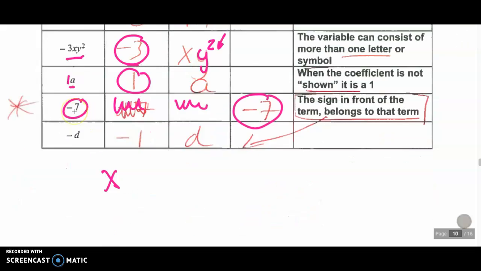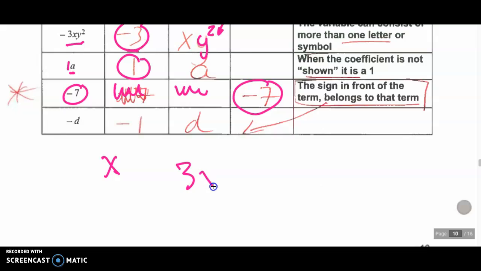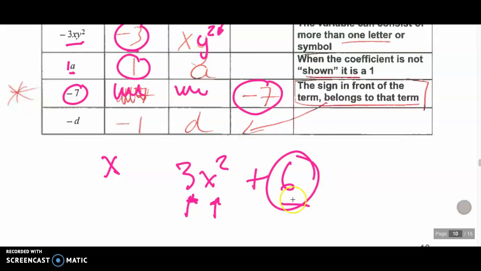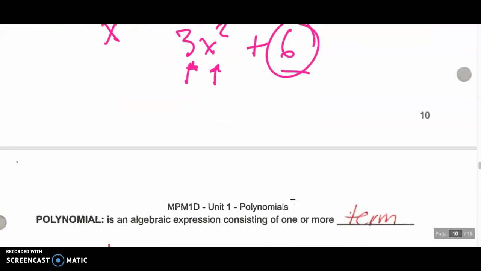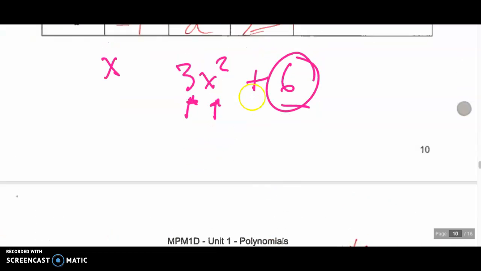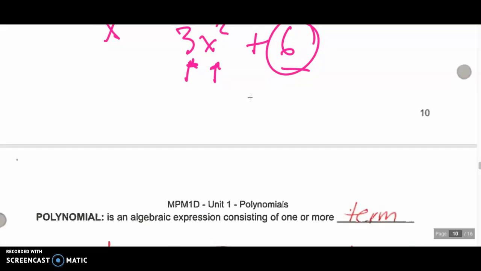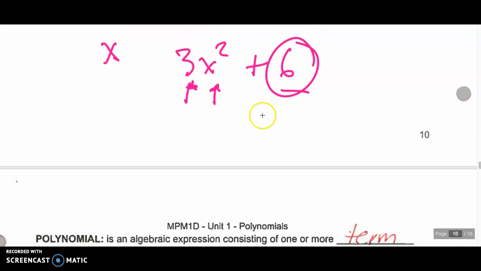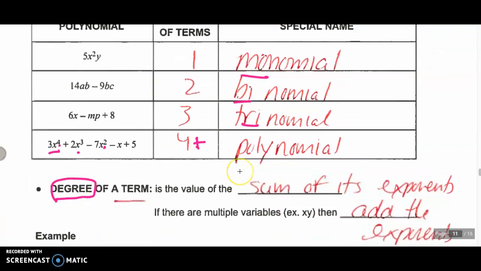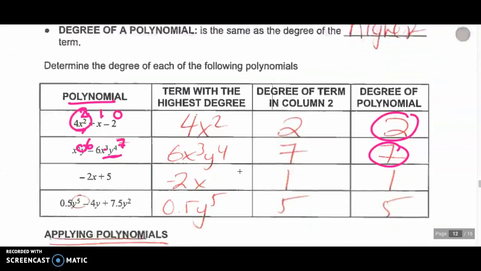And if you had a couple things, so I might have something like this, 3x squared. There's my coefficient, there's my variable, and I can add to it maybe a constant. So I have a number with no variable, that's a constant. 6 is always 6, so it's always constant. And if you do this and you have a plus or a minus between them, you could have what's called a polynomial. This has 2 terms, so it's a binomial. If we had 3 terms, it would be a trinomial, etc.